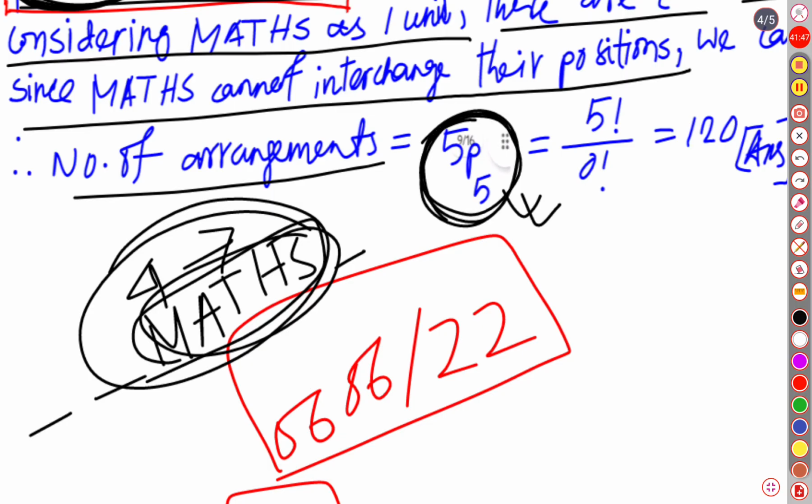So 5P5. 5P5 means actually 120. If you use your calculator, you will find 120 as the result. 5 factorial can be on top, and if you subtract 5 from 5, it is going to be 0. 0 factorial means 1. So ultimately we have got 120 as the answer.